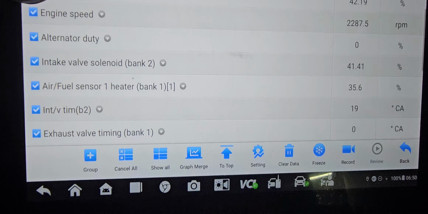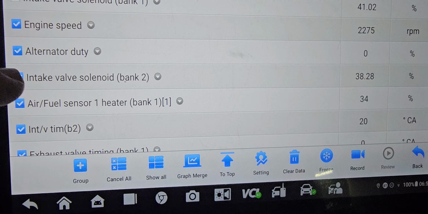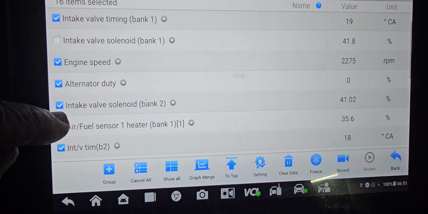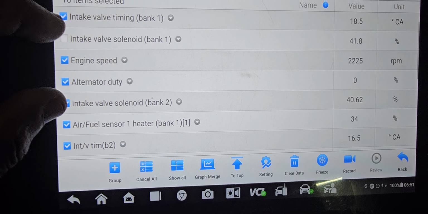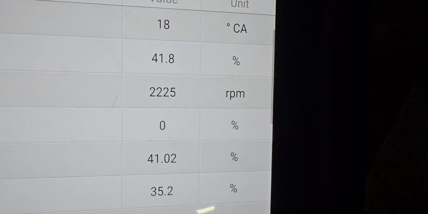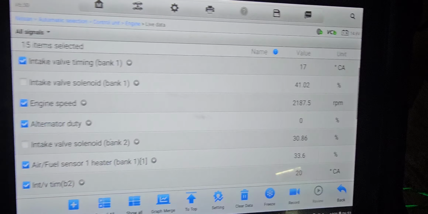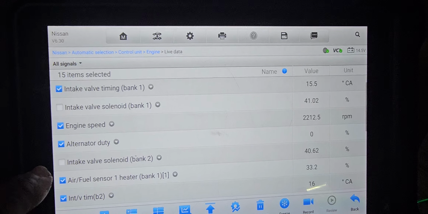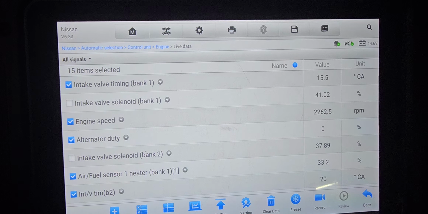Okay, now I'm going to see the intake valve solenoid. Also we have the intake valve solenoid, this is bank 2. You see here? They're all the same, 41, 41 this time, at 1000 RPM. You see the intake valve solenoid bank 2 and the intake valve solenoid bank 1. They're supposed to be identical.